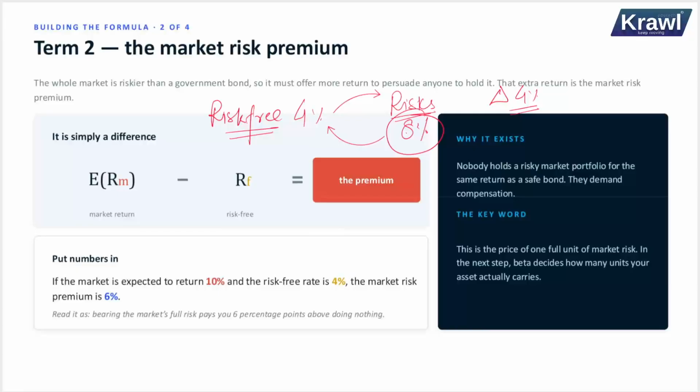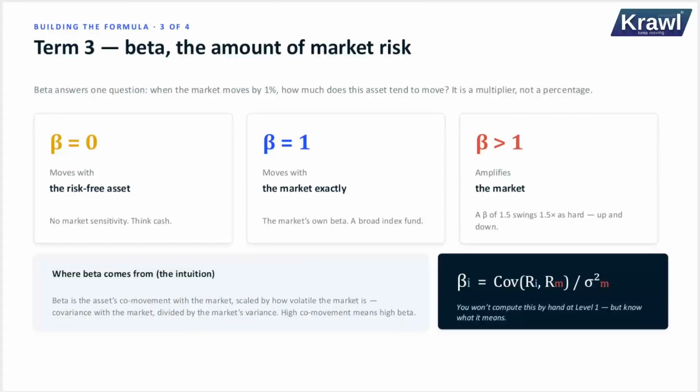And now we look at the third term, which is the beta. And this is a statistical measure. And most of you will get nervous here. But beta answers one simple question. When the market moves 1%, how much does your asset move? It's a multiplier. It's not a percentage. It's a multiplier.